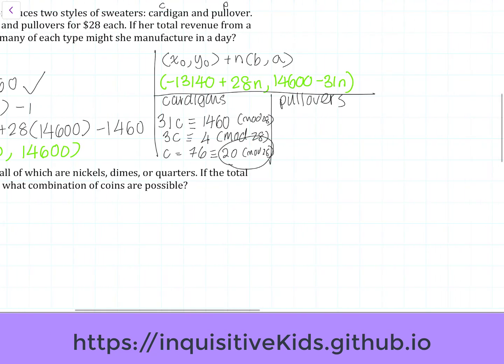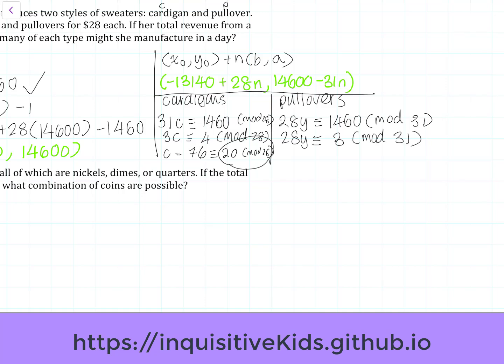And the same thing for pullovers. We know that 28y is congruent to 1,460 mod 31. So if we take the mod 31 on both sides here, we can simplify it into 28y is congruent to 3 mod 31. And because the inverse of 28 mod 31 is 10, multiplying 10 on both sides, we have y is congruent to 30 mod 31. So 30 is another possible value for y, or in this case, p, because p is equal to pullovers.